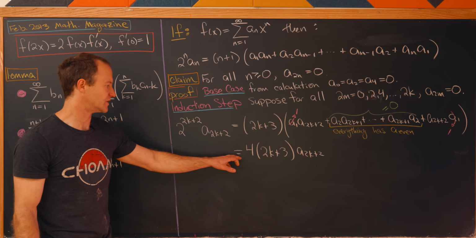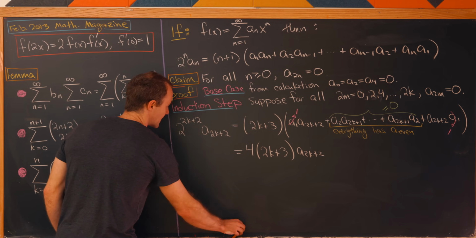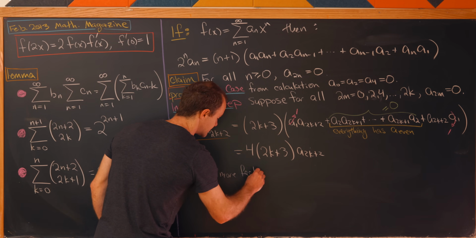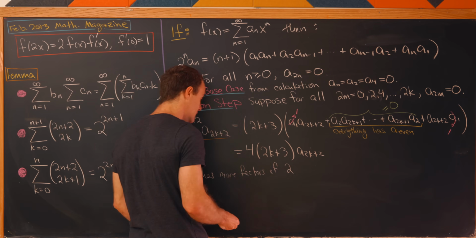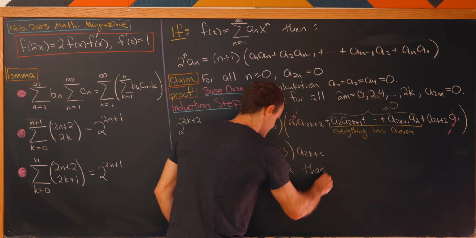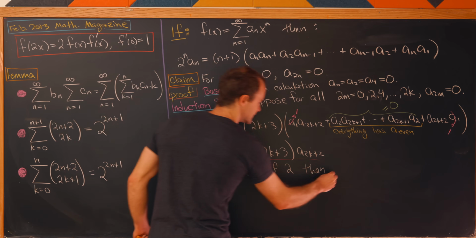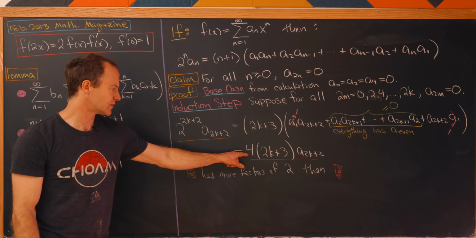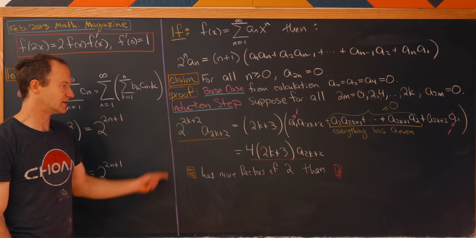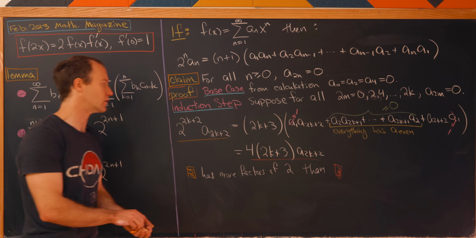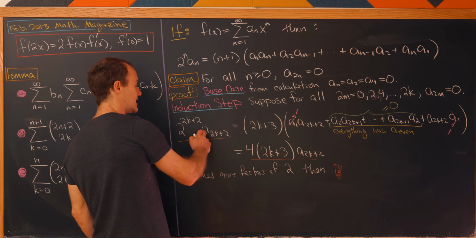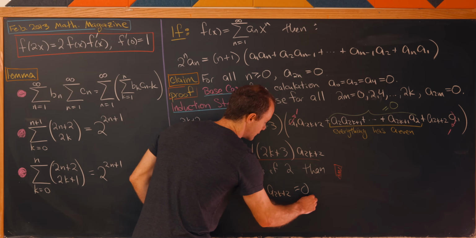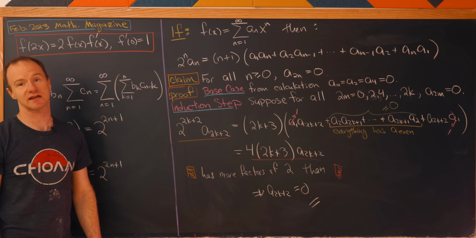But now let's look at your equation here, and let's notice that this thing that I'm underlining in orange has more factors of 2 than this thing that I'm underlining in red, which is the right-hand side. So this has 2k+2 factors of 2, whereas this only has 2 factors of 2. But that means that the only way for those two to be equal is if this number right here, A(2k+2), equals 0. So that means we have A(2k+2) equals 0 as needed for this case.